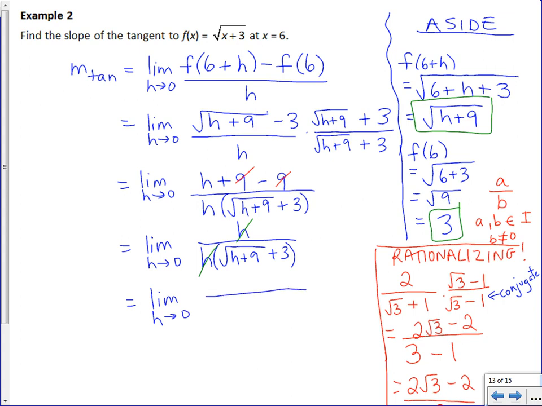I canceled out this h in the numerator, but is there still something in the numerator? Yeah, when you divide something by h divided by h, it's still 1, not 0. And then I have root h plus 9 plus 3.